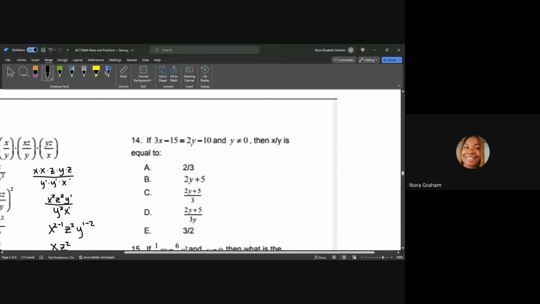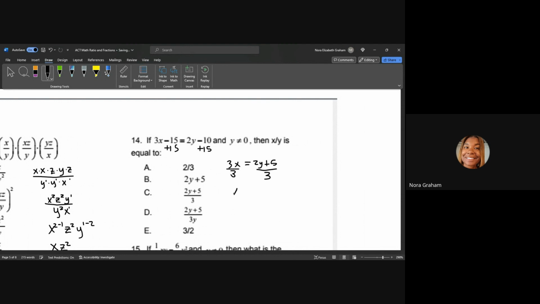So if 3x minus 15 equals 2y minus 10 and y cannot equal 0, then x over y is equal to, okay, so for this one, the first thing we're going to do is solve for x. We want to isolate our x. So to do that, we can add 15 to both sides. When I add 15 to both sides of my equation, I get 3x equals 2y plus 5. Now remember, I want to isolate my x completely, so then I divide by 3.